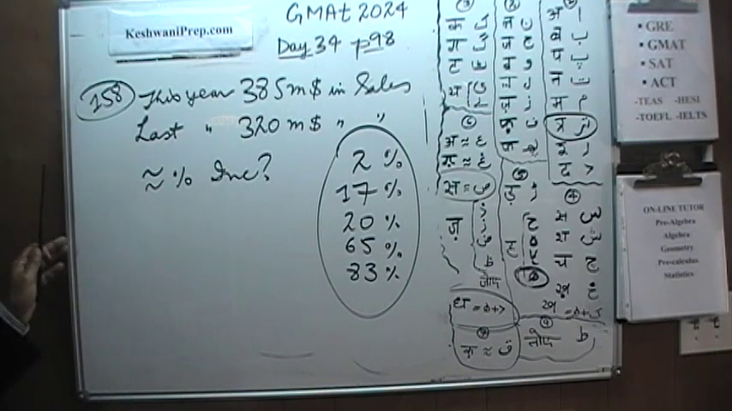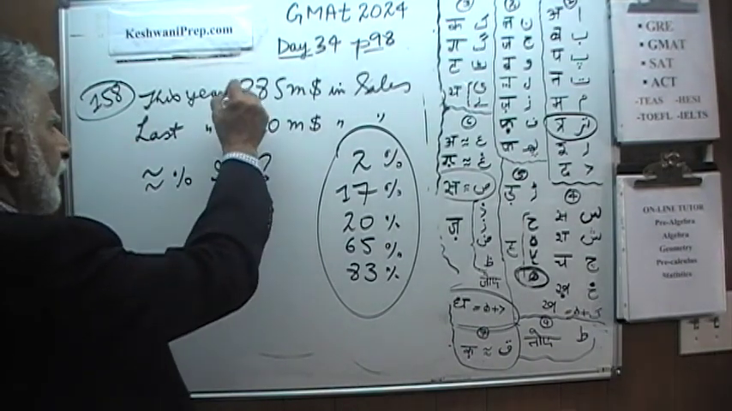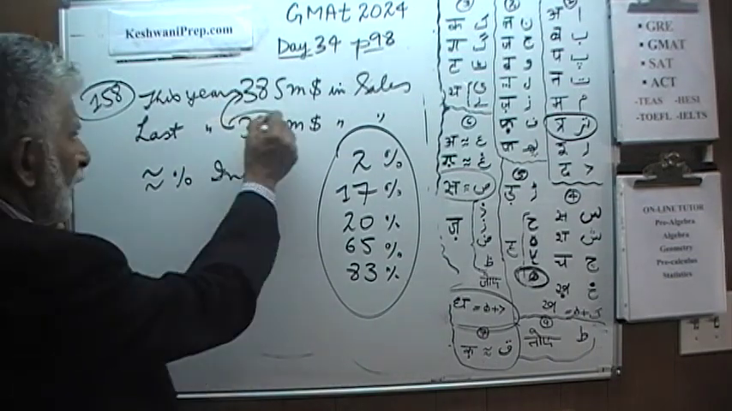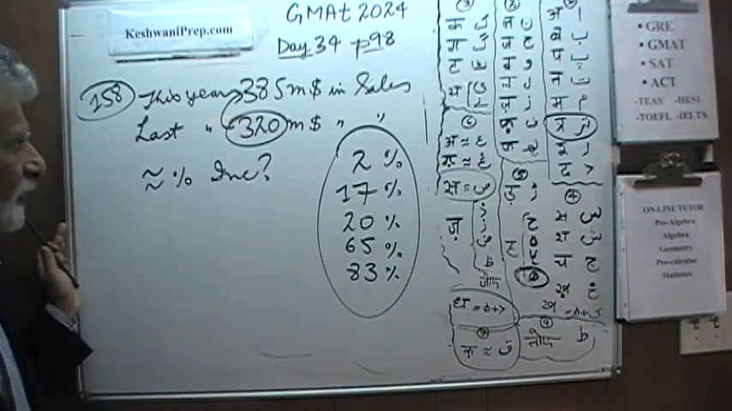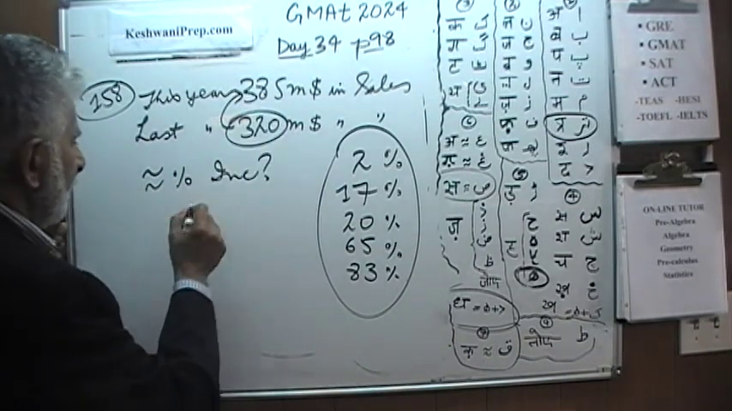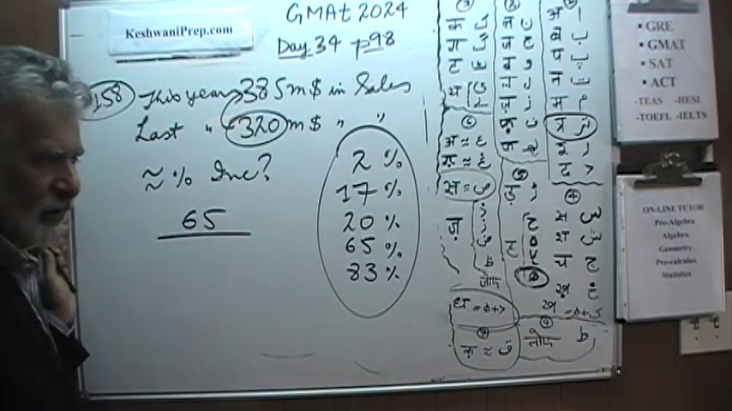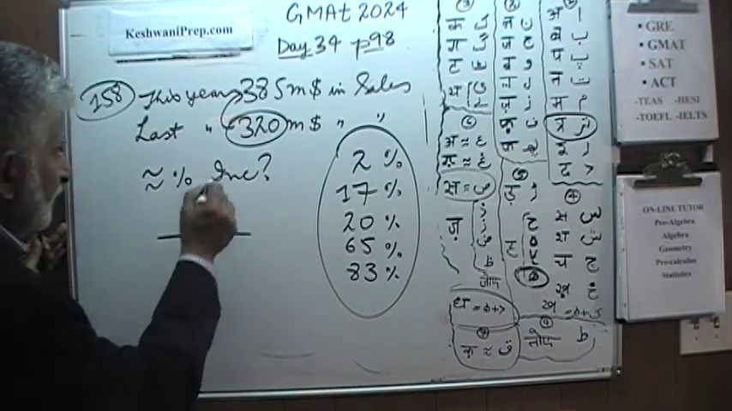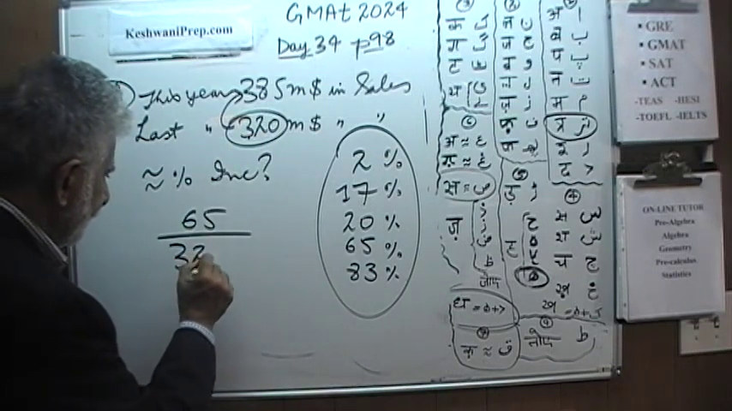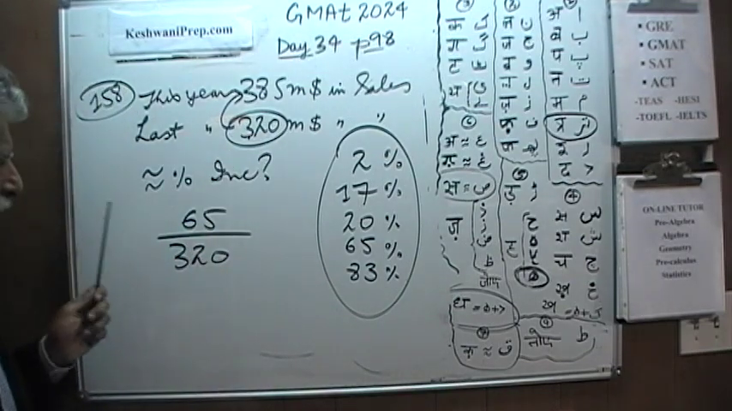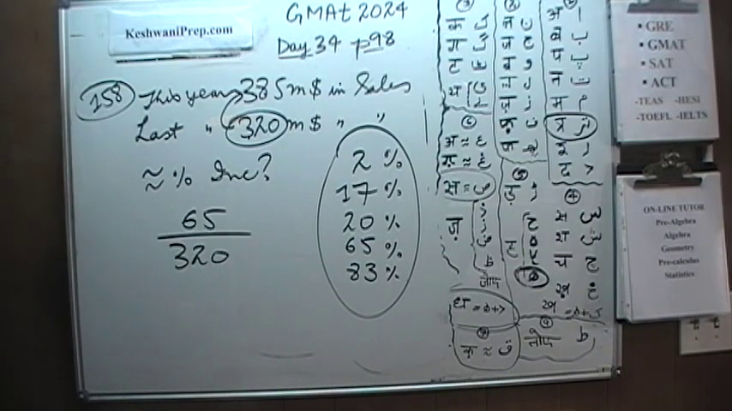Let's do it together, shall we? So going from 320 to 385, that's our baseline. This is our point of reference. Last year is the point of reference, obviously. Going from last year to this year, we have an increase of $65. And our starting point is 320.